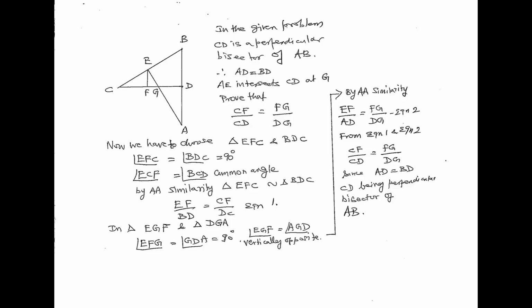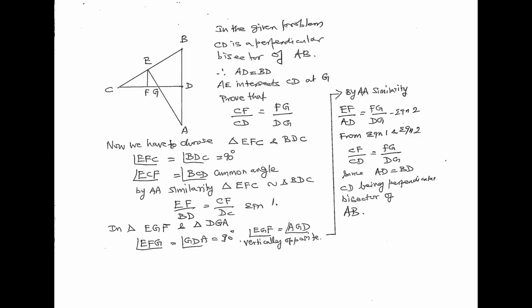Now in the next slide, in the given problem, CD is a perpendicular bisector of AB. Therefore, AD is equal to BD. AE intersects CD at G. We have to prove that CF by CD is equal to FG by DG. Now we have to choose triangles EFC and BDC. In these triangles, angle EFC is equal to angle BDC, which is equal to 90 degrees. Angle ECF is equal to angle BCD, a common angle. Therefore, by AA similarity, triangle EFC is similar to triangle BDC. Therefore, EF by BD is equal to CF by DC. Keep that as equation 1.